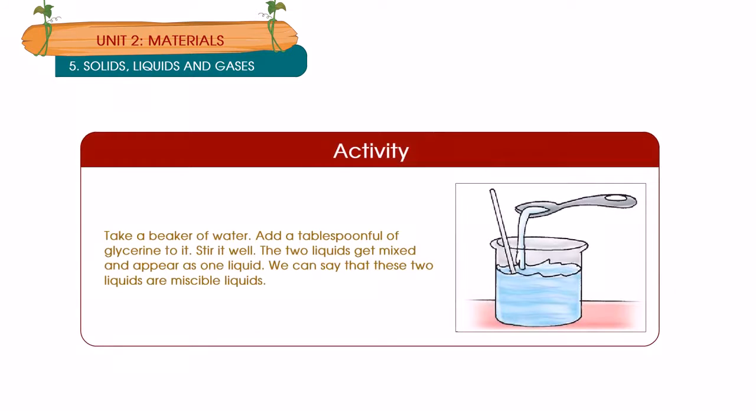Activity. Take a beaker of water. Add a teaspoonful of glycerin to it. Stir it well. The two liquids get mixed and appear as one liquid. We can say that these two liquids are miscible liquids.